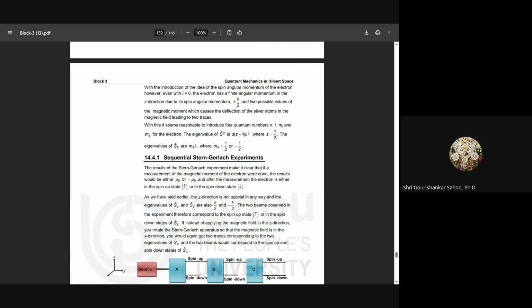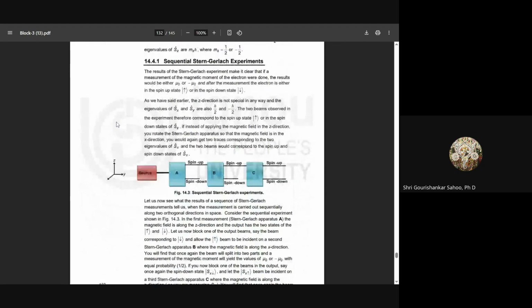is equal to half, and the eigenvalues of Sz cap are Ms h cross, where Ms is equal to plus half or minus half. Then in a sequential Stern-Gerlach experiment, you can have the source, then A, spin up, spin down, then spin up, spin down, then spin up, spin down. So the z direction is not special in any way, and the eigenvalues of Sx and Sy cap are also h cross by 2 and minus h cross by 2. The two beams observed in the experiment therefore correspond to the spin up state or the spin down state of the Sz cap vector.